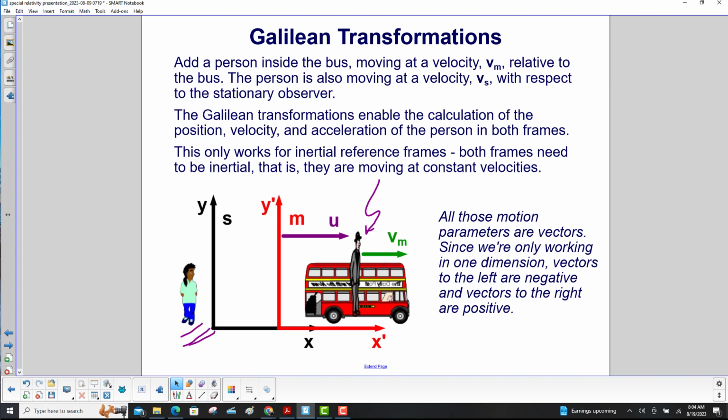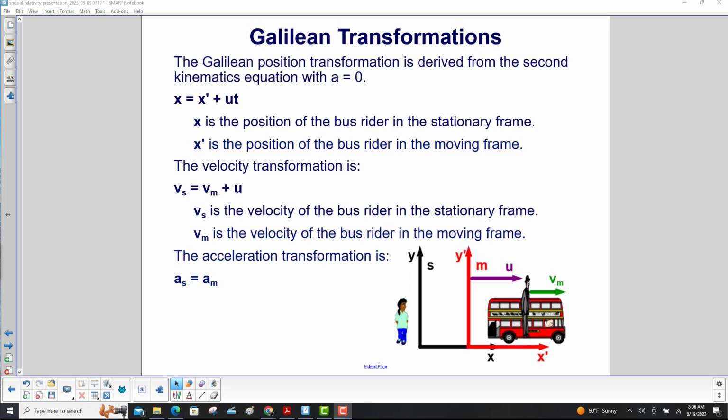The Galilean transformations enable the calculation of the position, velocity, and acceleration of the person in both frames, the stationary frame and the moving frame. This only works for inertial reference frames. Both frames need to be inertial. That is, they are moving at constant velocities, zero acceleration. All these motion parameters are vectors. Since we're only working in one direction, vectors to the left will make them negative, and vectors to the right will be positive. And here are the transformations.